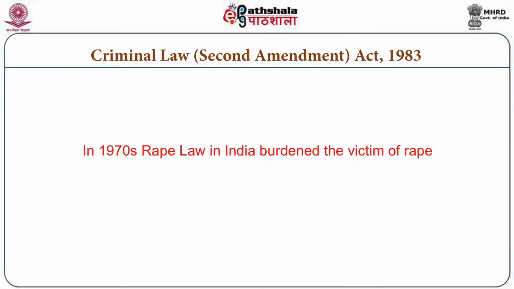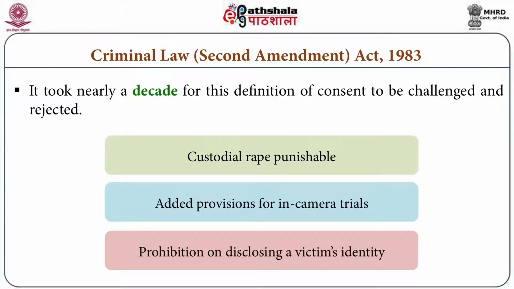What this suggests is that in the 70s, rape law in India burdened the victim of rape with having to establish that she did not give consent, rather than burdening the accused person with having to provide evidence that consent was obtained. So about a decade later, in reaction to the clearly erroneous judgment of the Supreme Court in the Madhura case, it led to the amendment of the law.